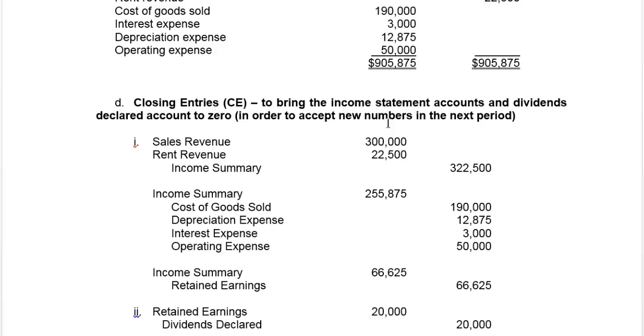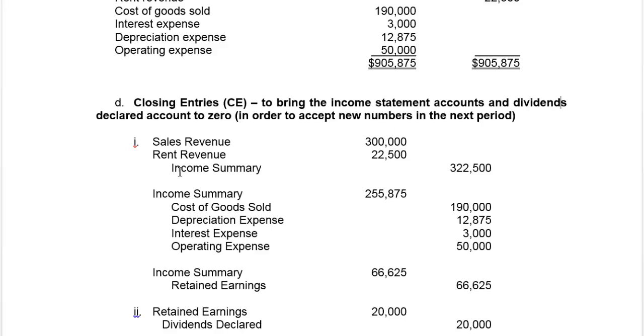Profit, don't forget, when you did the income statement or statement of income, we did it over a period of time. It was for a year. So I don't want net income or profit from 2016 in 2017. So I want a 0 amount.